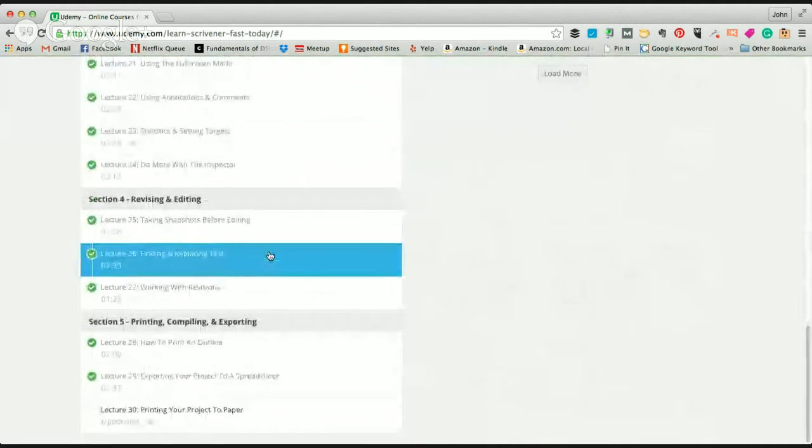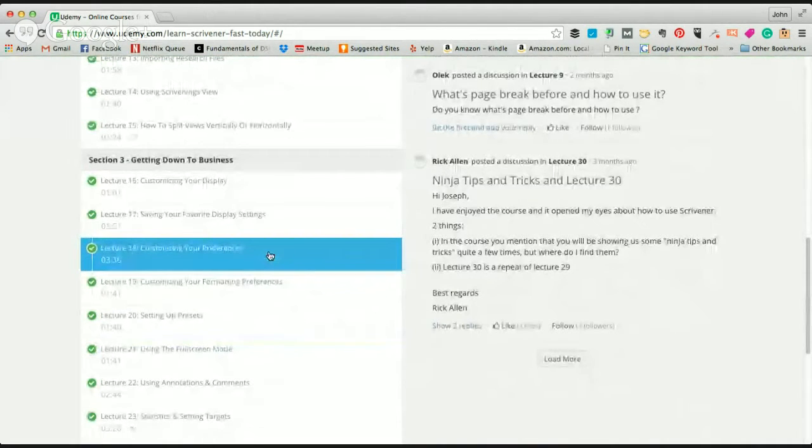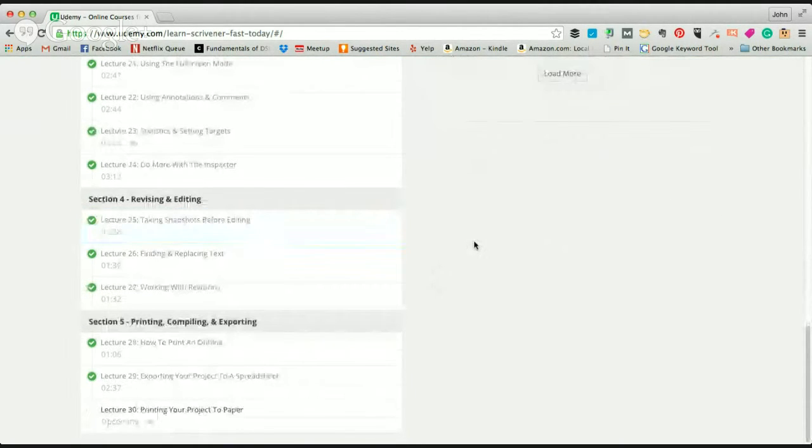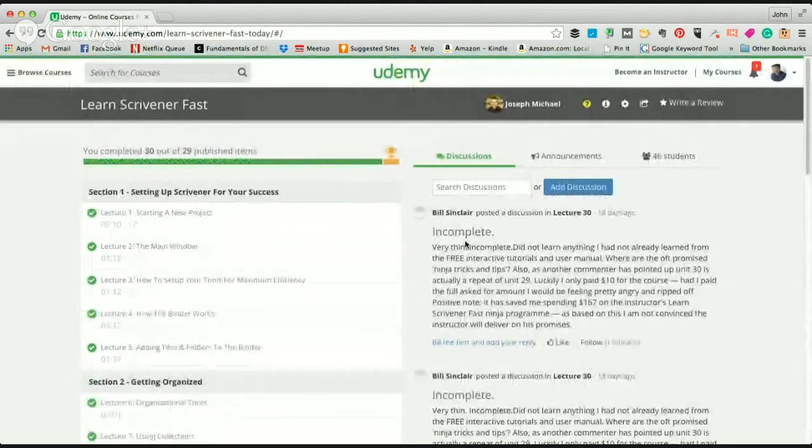There are some things that were kind of glossed over, but overall, my understanding of Joseph's intention is getting down to it and getting you to learn Scrivener fast, which is what his title was. So the main thing is that you want to be writing, and this is a great course for getting down to that.